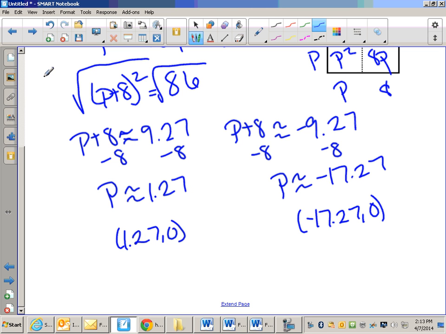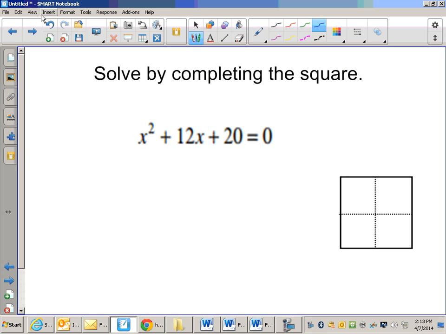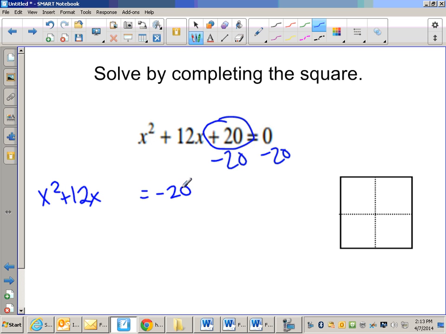So I want you to pause the video. Whoops. And try this one. And then when you're finished, you may check it. So, first thing we need to do is get this 20 on the other side. So I'm going to subtract 20 from both sides from the beginning. I'm going to have x squared plus 12x is equal to negative 20. I leave this big space here because I'm going to write the value that's going to complete the square here.